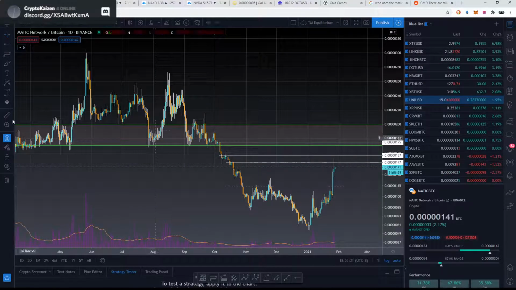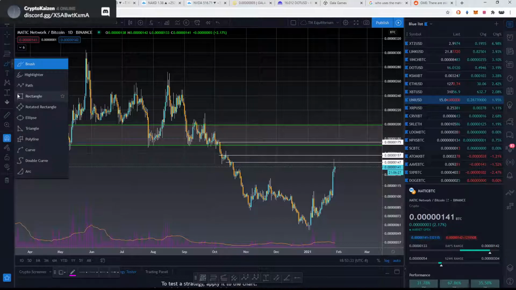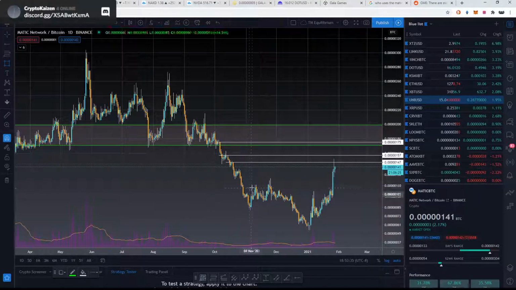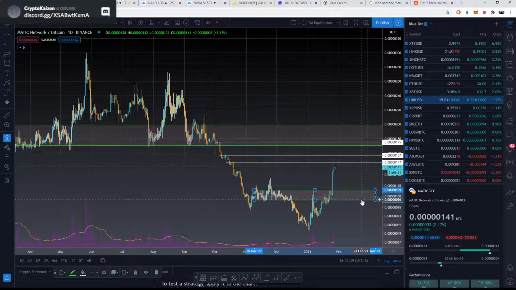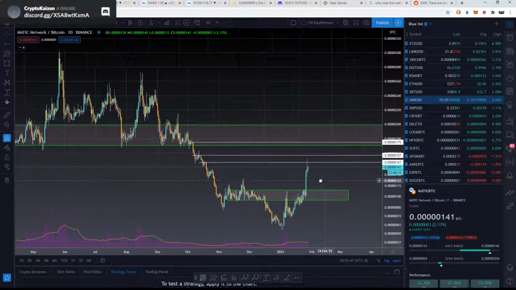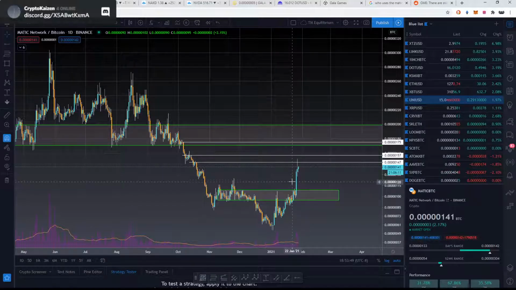And if we drop down, this is going to be your, what do we call it? The final resistance. This area here. Anywhere in the 100 sat zone, that's when you double up on it and let it go to Valhalla from there. So that's Matic. Last one, Algo.